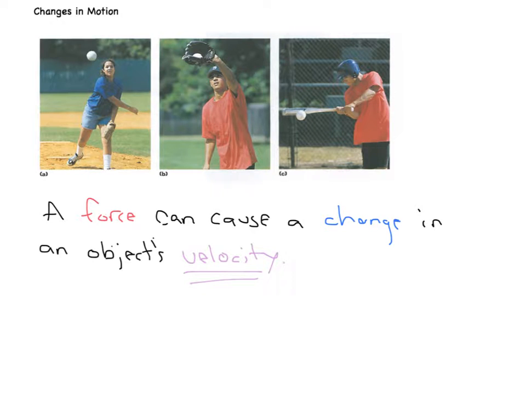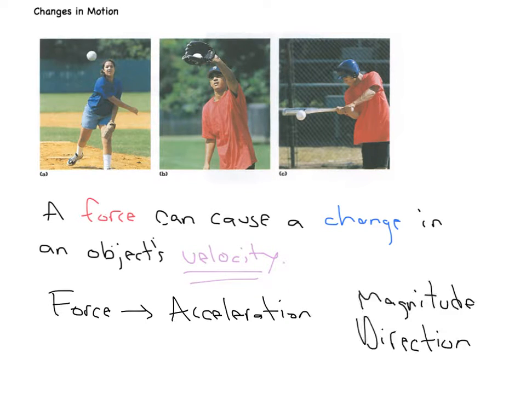A force can also cause a change in an object's velocity. In other words, a force often leads to an acceleration, right? Remember, acceleration is the change in either the magnitude or the direction. Here the girl is throwing the ball, so she's changing the magnitude of the velocity. She's giving it a greater velocity. Here he's stopping its velocity, right? But here is an example of a change in direction as well as a change in magnitude. But in all three of these cases, a force is causing a change in velocity, or an acceleration.